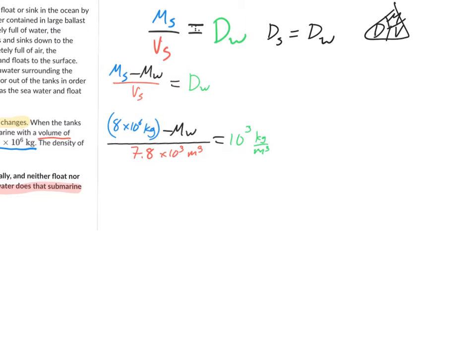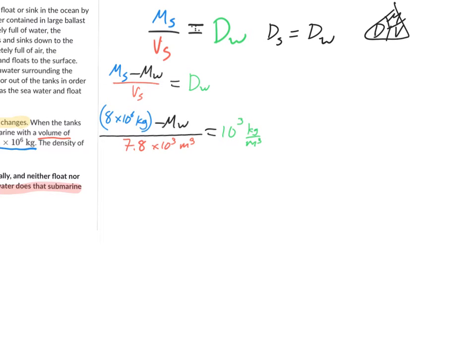So we are going to solve this algebraically. Not that hard. First thing we're going to do is we see that we're dividing by this 7.8 times 10 to the third, so we're going to multiply both sides by that. When I multiply this side, it goes over here. And obviously, if I was to multiply by 7.8 times 10 to the third cubic meters, it cancels out. All right, so then what do I have?